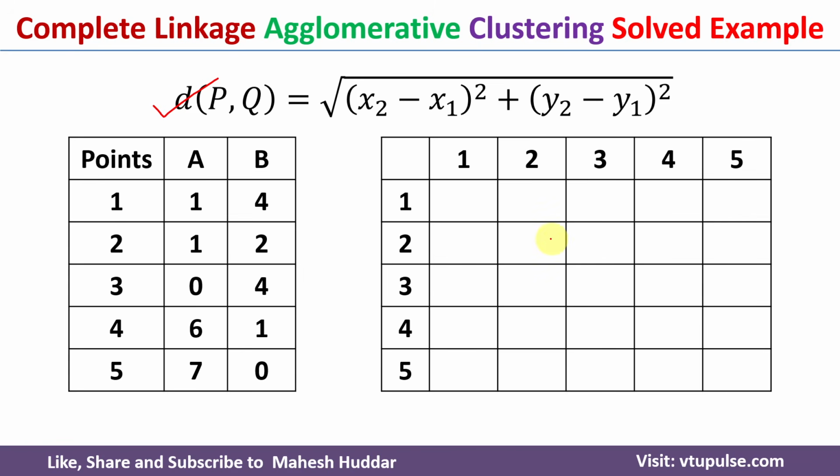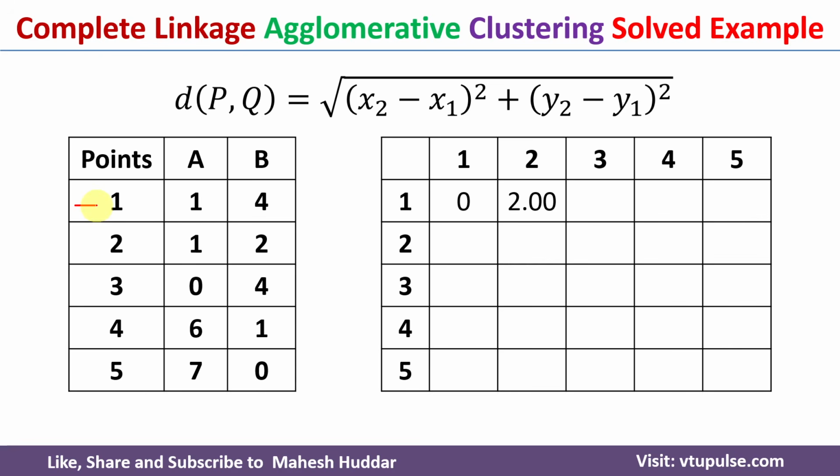Here we need to find the pairwise distance between the data points. First I will consider the first data point with the first data point only. So the distance between these two is 0. Next I will consider the data point 1 and data point 2. Here the x1 value is 1, x2 value is 1. Y1 value is 4, Y2 value is 4. So the distance between these two data points is equal to square root of (1 minus 1) square plus (2 minus 4) square, which is equal to 2.